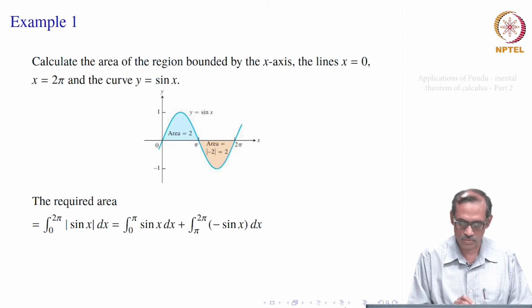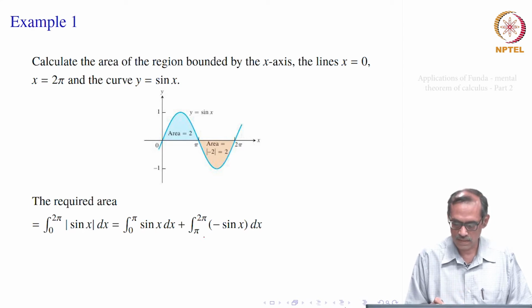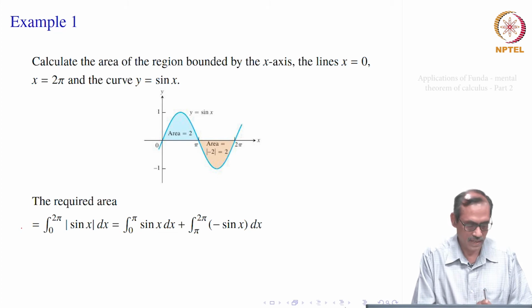So, we break that into two integrals. It is 0 to pi plus pi to 2 pi of mod sin x. Now, mod of sin x becomes sin x here in 0 to pi, and that is minus sin x from pi to 2 pi. So, we get these two integrals and their sum is the required area.